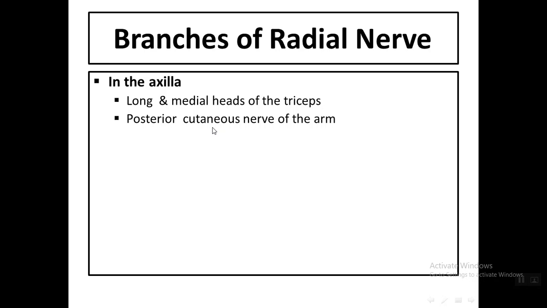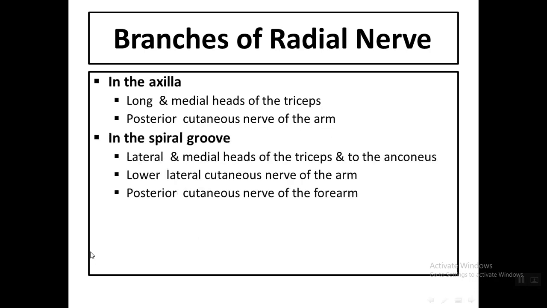So what are the branches of the radial nerve? In the axilla, it will give branches to the long and medial heads of the triceps, and it will give the posterior cutaneous nerve of the arm. In the spiral groove of the humerus, when it is accompanied by the profunda brachii artery, it will give branches to the lateral and medial heads of the triceps and to a muscle called anconeus. Also, it gives cutaneous branches called the lower lateral cutaneous nerve of the arm and the posterior cutaneous nerve of the forearm.